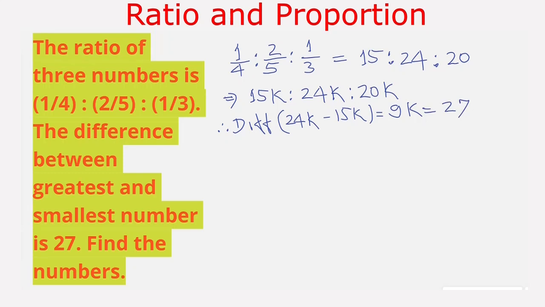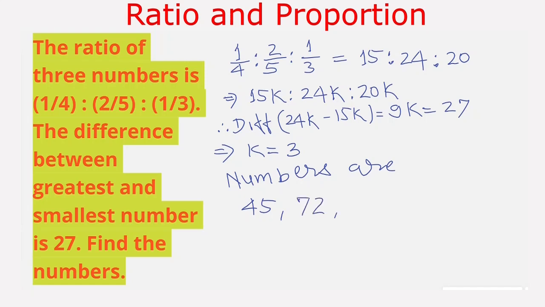This gives K equal to 3. 27 when divided by 9 gives us 3. Therefore, the numbers are 15K is 45, 24K is 72, and 20K is 20 multiplied by 3 is 60. Thus our numbers are 45, 72 and 60. We go to the next question.